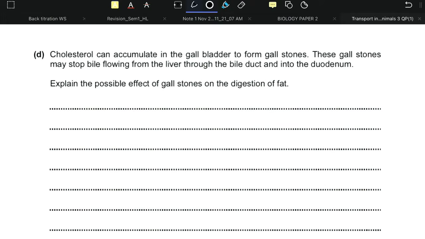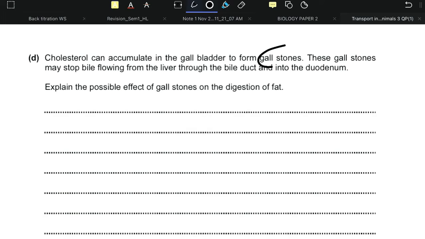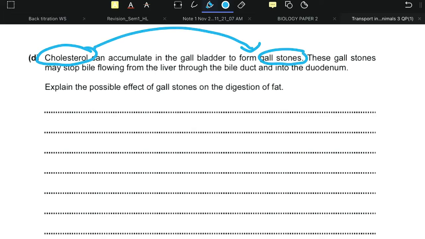So cholesterol can accumulate in the gallbladder to form gallstones. So the main cause is that cholesterol can lead to gallstones, and these gallstones will stop bile from flowing from the liver, through the bile duct, into the duodenum. Okay, now explain the possible effect of gallstones on the digestion of fat. So what exactly happens when you're not able to allow bile to move from the liver to the duodenum, right? Where is bile used? Bile is used in the small intestine, which is the duodenum.